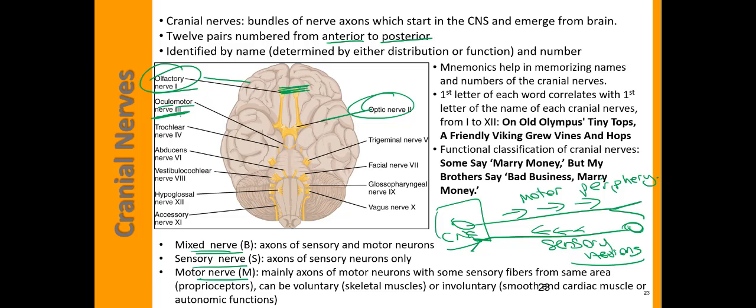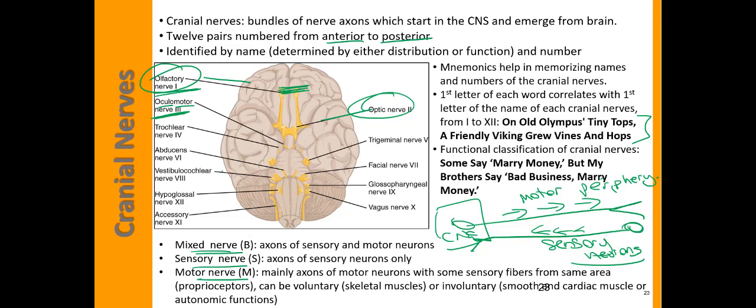So couple of tips to help you remember the names of the nerves. You've got mnemonics, and you can search up different ones. These are the most PC ones that I could find. So to help you remember, the first letter of each word corresponds with the first letter of the name of each of the cranial nerves, right? So on old Olympus' tiny tops, a friendly Viking grew vines and hops. So that helps you remember cranial nerves 1 to 12.